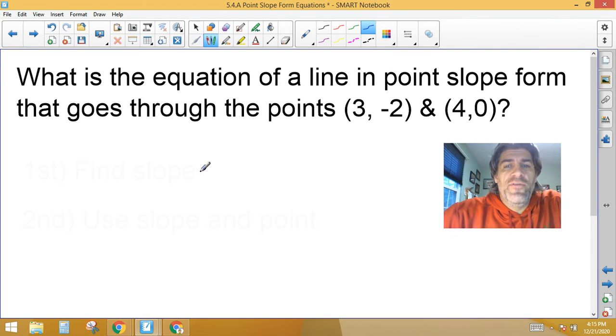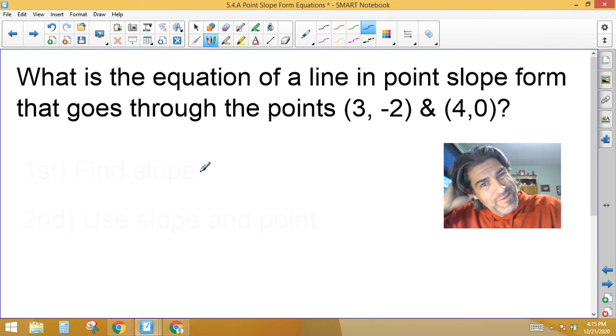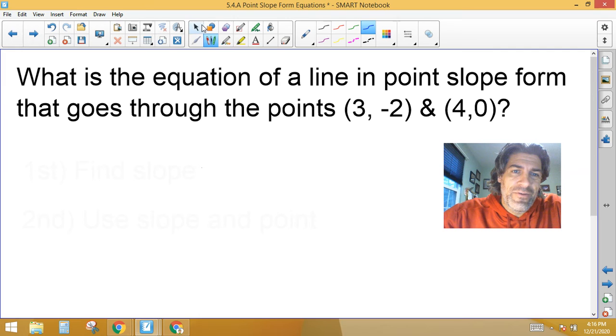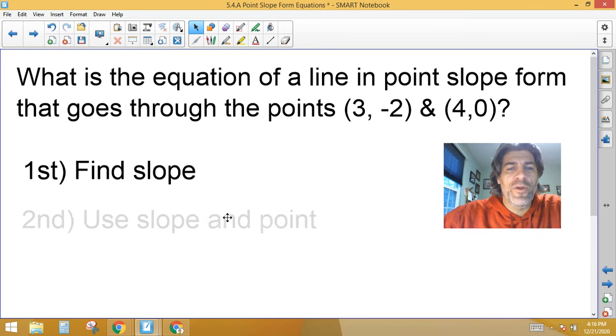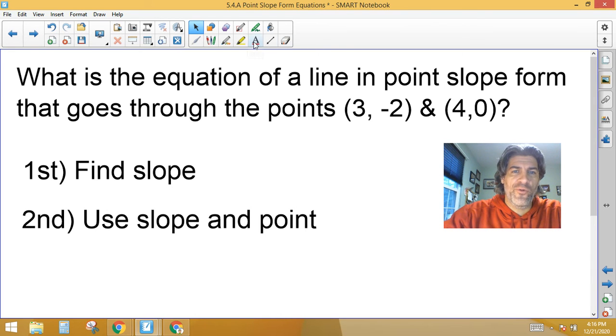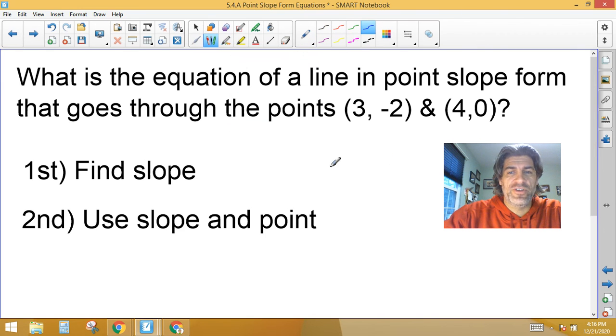What is the equation of a line in point-slope form that goes through these points? If you need point-slope form, you need the point, which we have, and the slope. But the slope's not given. So what do we got to do first, do you think? Find the slope. Then we can use the slope and the point. So the first thing we have to do is go all the way back to one of our earlier lessons this chapter and find the slope.